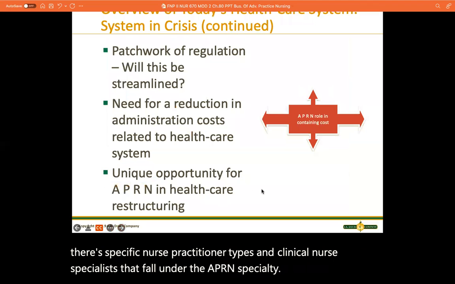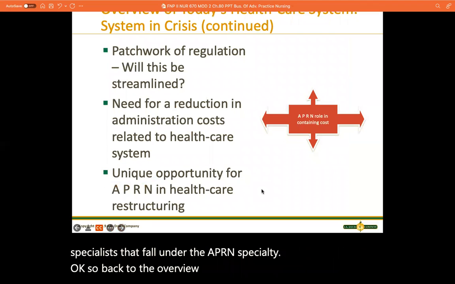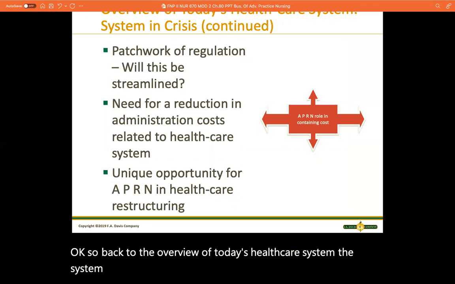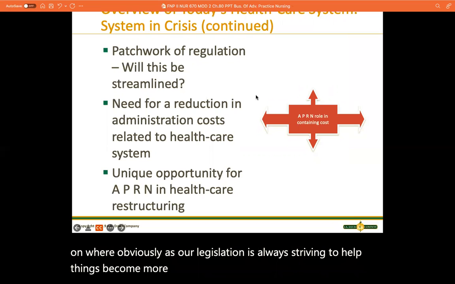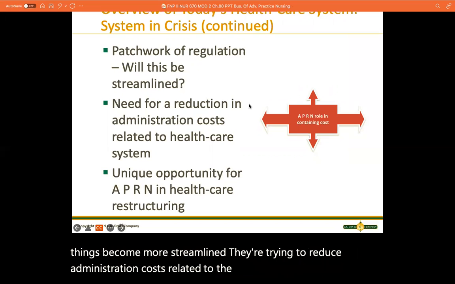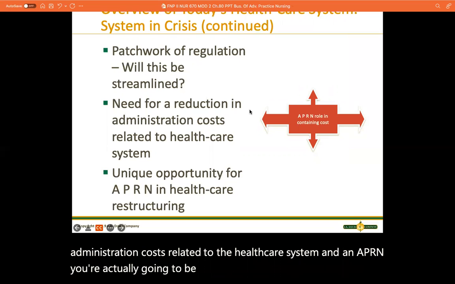Okay, so back to the overview of today's healthcare system, the system in crisis. So there's a patchwork of regulation that's going on where obviously our legislation is always striving to help things become more streamlined. They're trying to reduce administration costs related to the healthcare system. And becoming an APRN, you're actually going to have a unique opportunity to help in restructuring healthcare and containing costs.